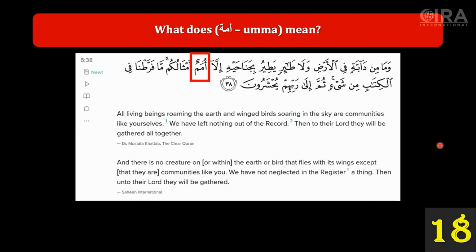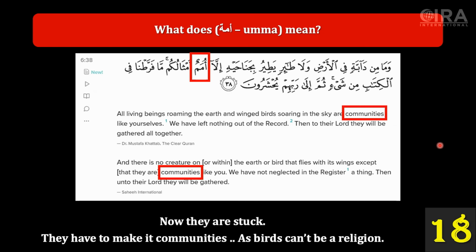Now, what about here? This verse, I really love it because it's very neutral and it shows you exactly what ummah means. It says, ولا طائر يطير بجناحيه إلا أمما أمثالكم. So now they are stuck because it's talking about birds, and birds are communities like us. They are not religion. That's right. So now it's communities. They are back to communities because birds can't be religion. So they shot themselves in the foot using just their own translation.